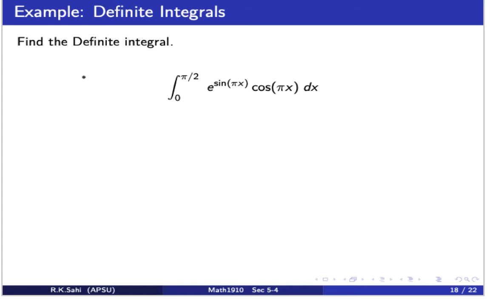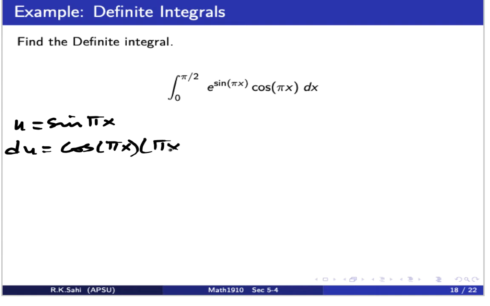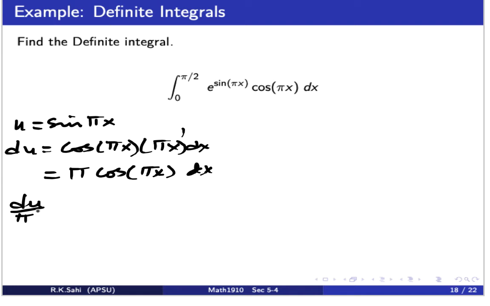Okay, we all know that the integral of sine is cosine. So in this problem, from 0 to pi over 2, I have e to the power sine pi x cosine pi x. I'm going to start with my u. I'm going to say u is sine of pi x. What's du? Cosine pi x times the differential of pi x, which is pi times cosine pi x dx, or du over pi is cosine pi x dx.